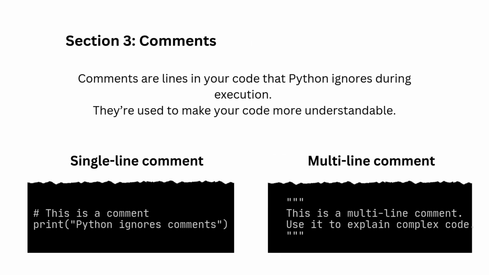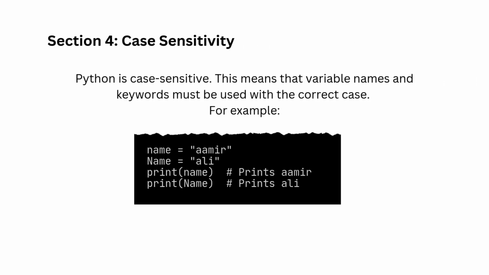Section 3. Comments. Comments are lines in your code that Python ignores during execution. They are used to make your code more understandable. Section 4. Case sensitivity. Python is case sensitive. This means that variable names and keywords must be used with the correct case.